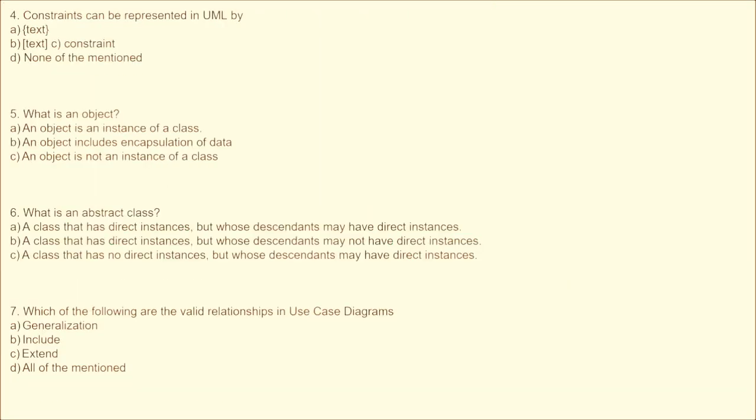Next: constraints can be represented in UML by what? How are you going to show the constraint? The answer is this. Constraints are represented by these braces. Inside you have a text string.